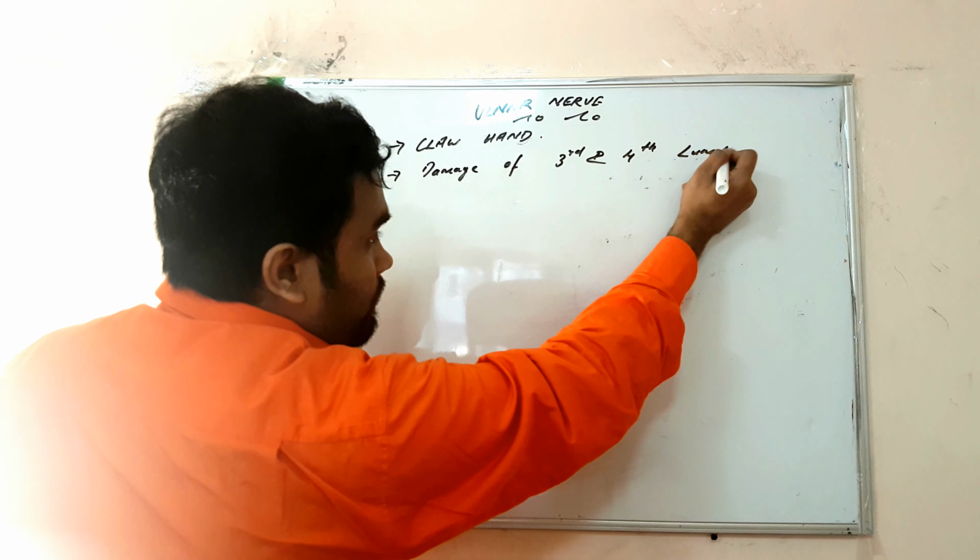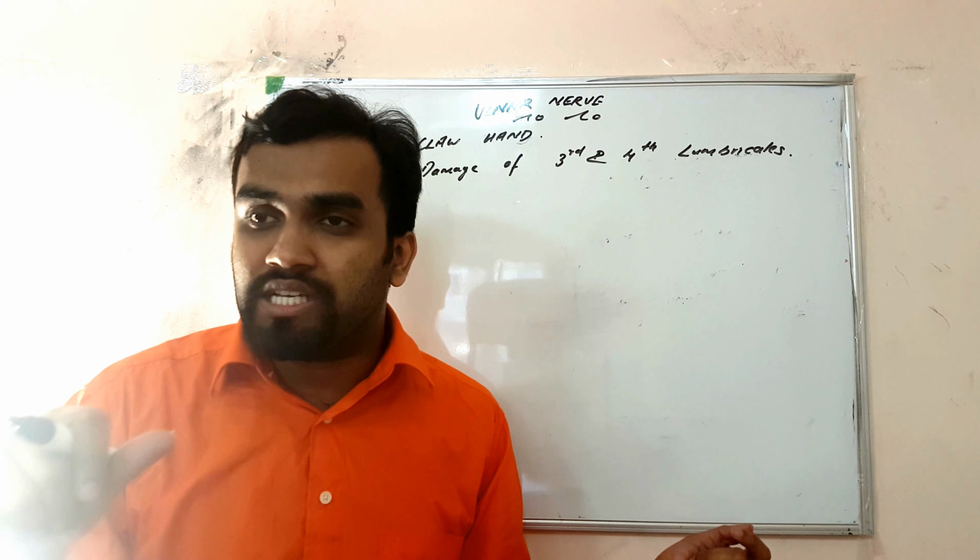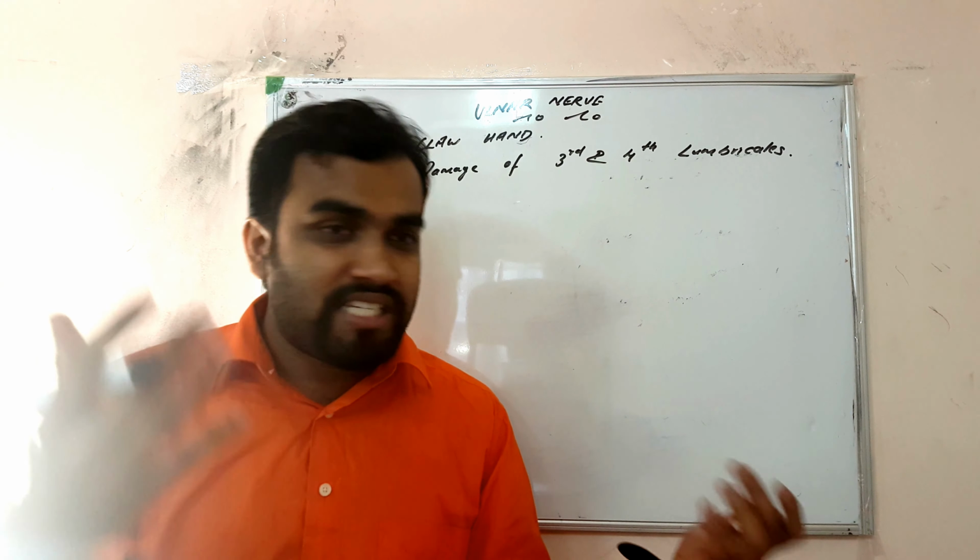Now this claw hand will be like something like this. You can see here, this is claw hand. Now see, you know FDS and FDP, right? There are two extrinsic muscles. We have studied it already. They originate from the medial epicondyle of humerus. Now these are supplied by the median nerve. So when there is ulnar nerve damage, what is the function of FDS and FDP? FDS flexes the proximal phalanges, FDP flexes the distal phalanges.